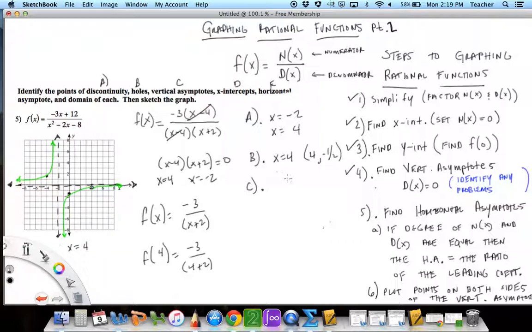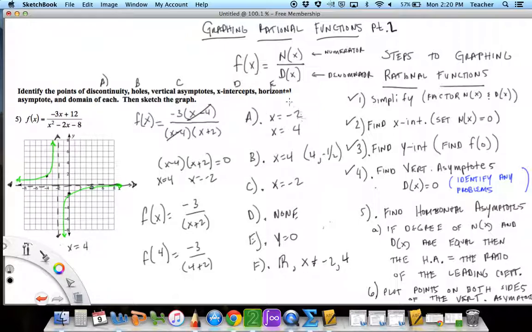C, vertical asymptotes. We have a vertical asymptote at x equals negative 2. D, x-intercepts. Our x-intercept, none, because our horizontal asymptote is on the x-axis, so we have no x-intercepts. Part E, the horizontal asymptote is y equals 0. And part F, finally, the domain is all real numbers except x cannot equal negative 2 or positive 4.